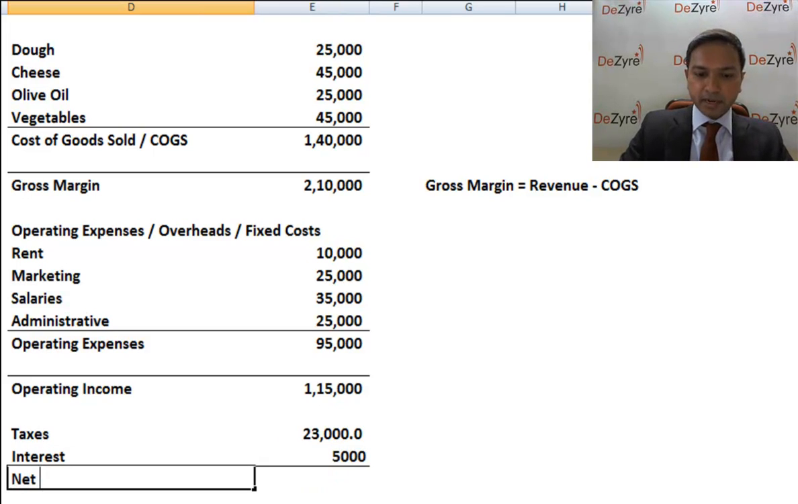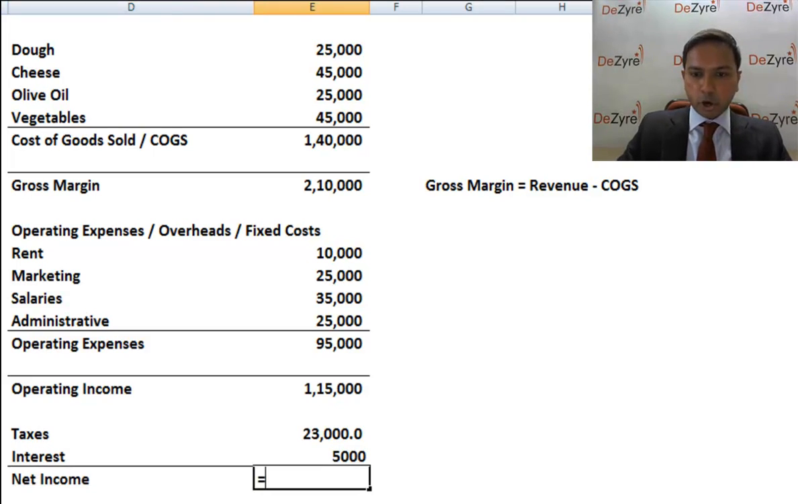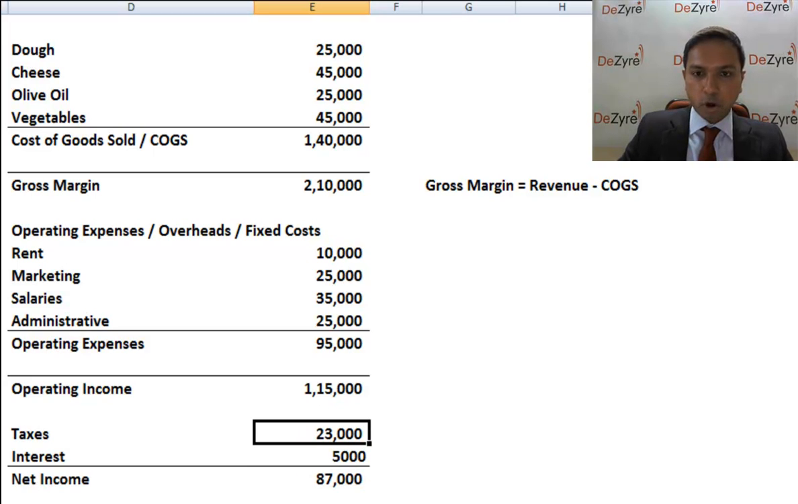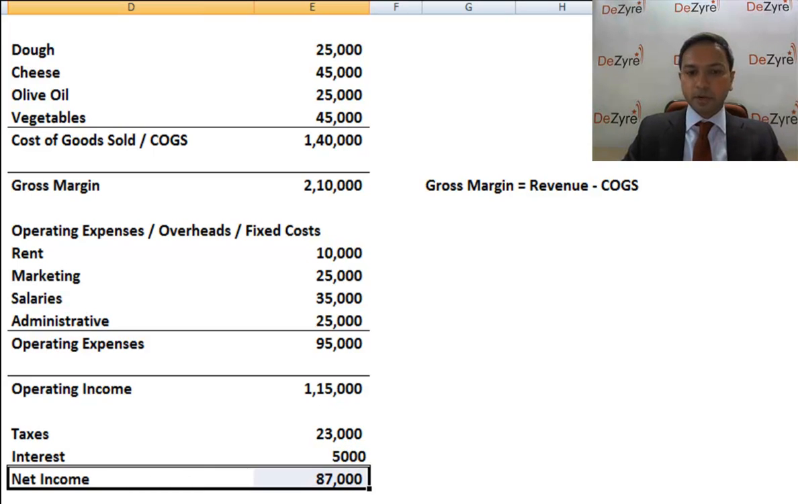Now, finally, your operating income, from that you take away your taxes and you take away your interest. That is the money that you can take home. That is the money that is otherwise called the net income of a company. A company's profit or loss, and that's all right there.